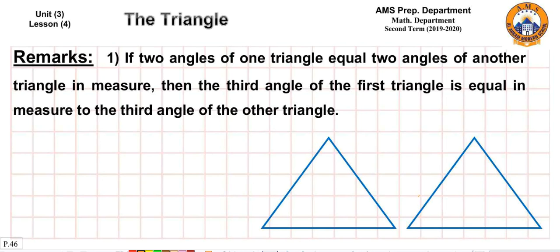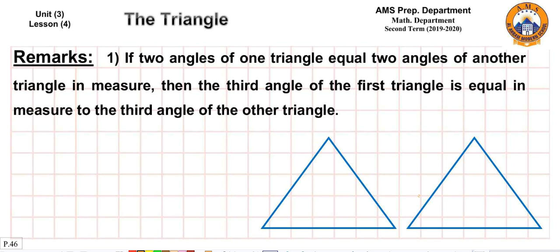Our lesson is the triangle. We still have 4 remarks, we have to explain them. So open your booklet page 46 please and follow the video. We will start by remark number 1.